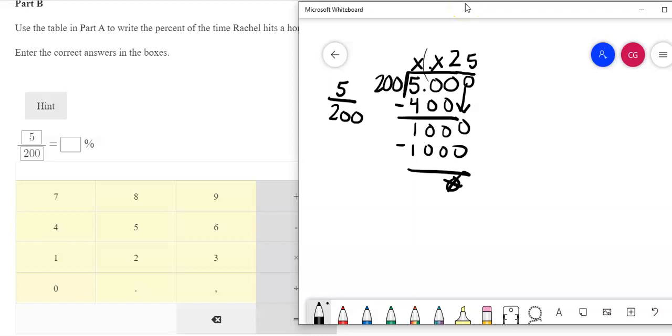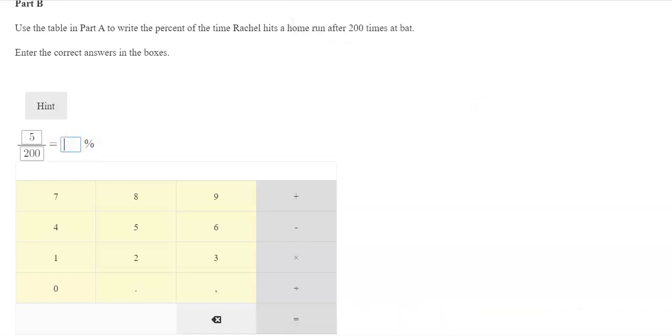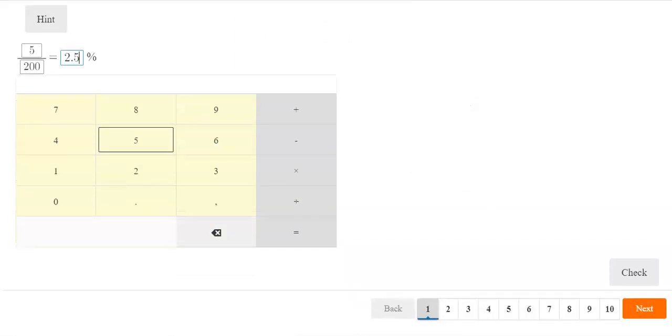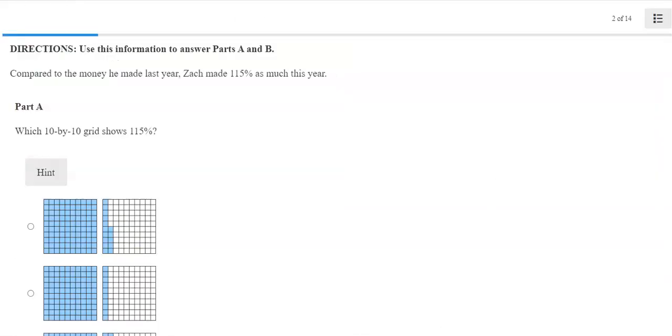This is our decimal right here, but it asks for a percent. We're going to move it 2 times to the right. So I get 2.5%, which is not a very big percent there. Let's check it out. Okay, number 2, or if you're in your book, it's number 9.